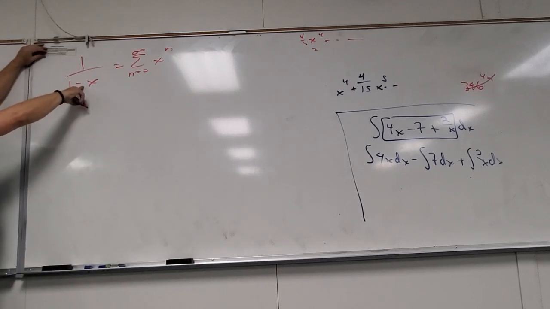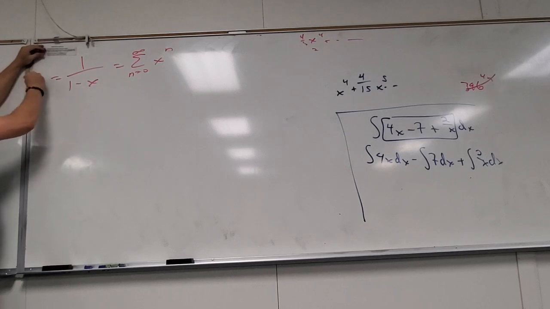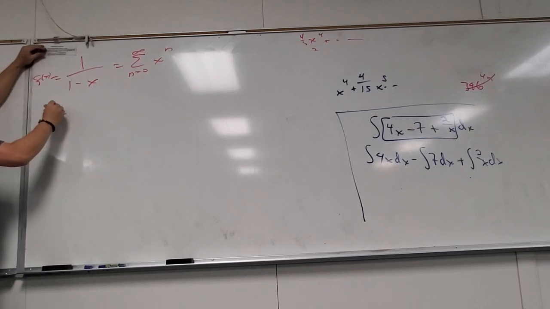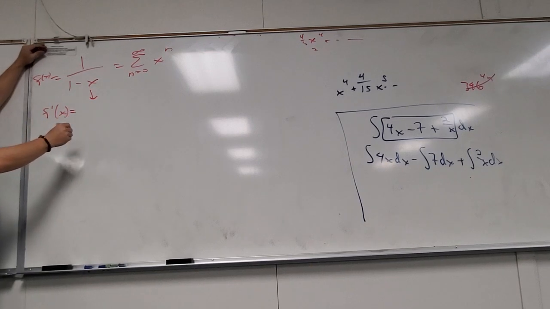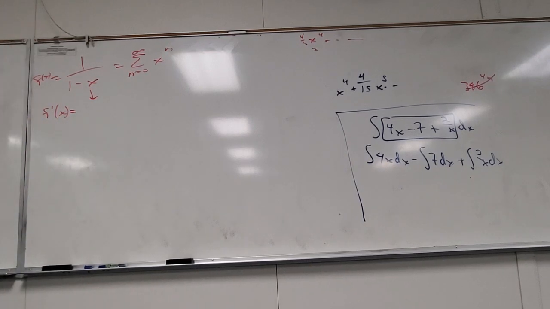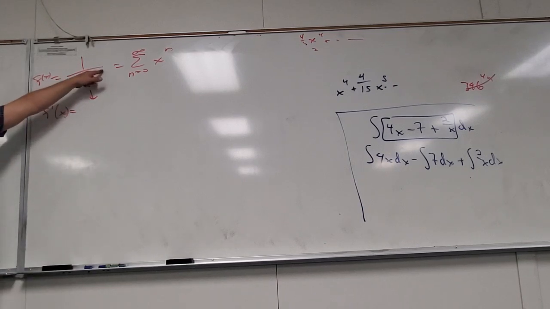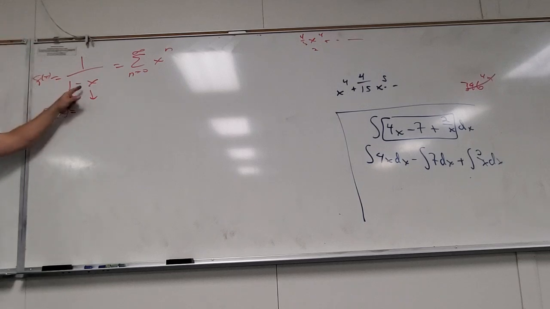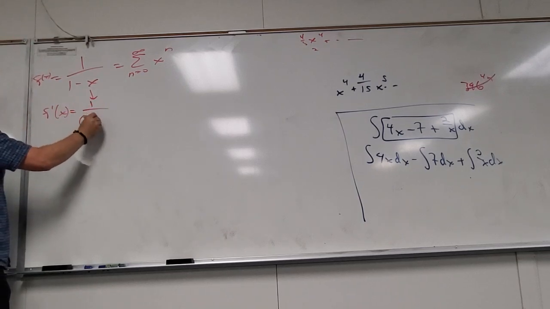What's the derivative of this? So we call this f. What's f prime? Does anybody remember we did this? Yeah, sure. So there's a negative power on this, right? Negative 1. But then there's a negative chain rule. So it's just 1 over 1 minus x squared.